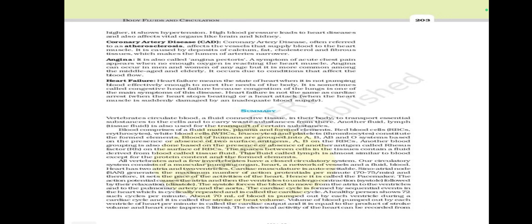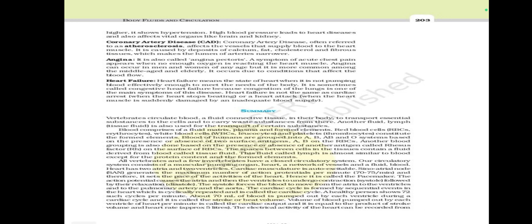Body fluids and circulation summary. Vertebrates circulate blood, a fluid connective tissue, in their body to transport essential substances to the cells and to carry waste substances from there. Another fluid, lymph or tissue fluid, is also used for the transport of certain substances. Blood comprises fluid matrix, plasma, and formed elements. Red blood cells (RBCs, erythrocytes), white blood cells (WBCs, leukocytes) and platelets (thrombocytes) constitute the formed elements.